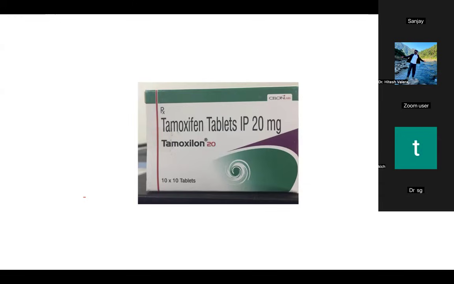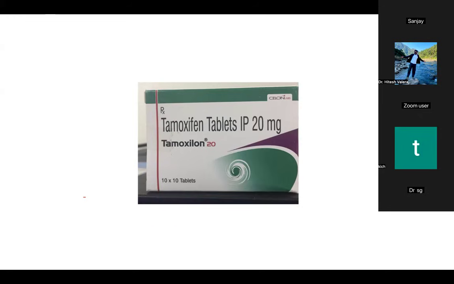What decides antagonistic and agonistic is the presence of co-activators or co-repressors. If you have more co-activators, it will cause an agonistic effect. And if you have more co-repressors, you will get an antagonistic effect, like you see in the breast tissue, right? So that is how tamoxifen works.